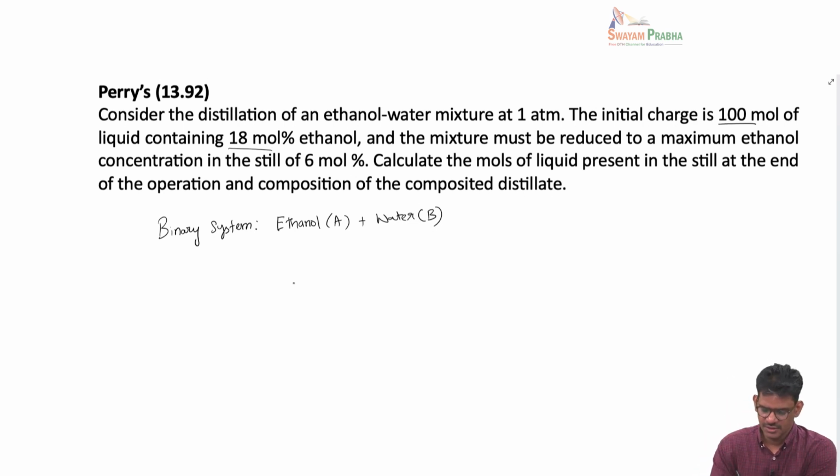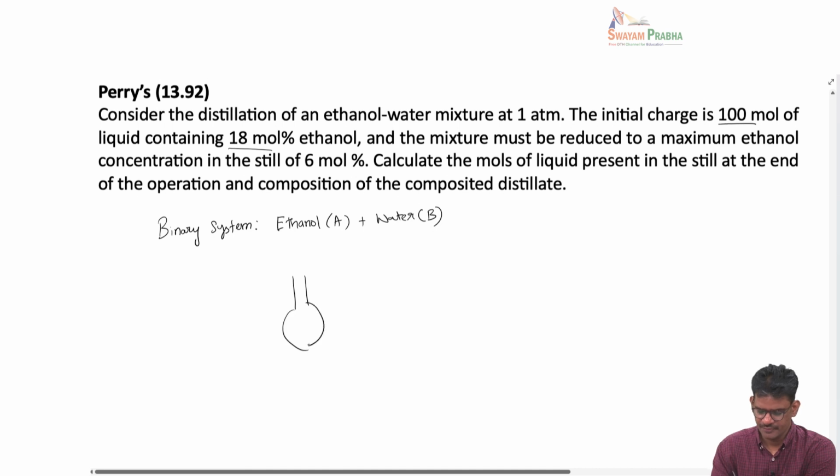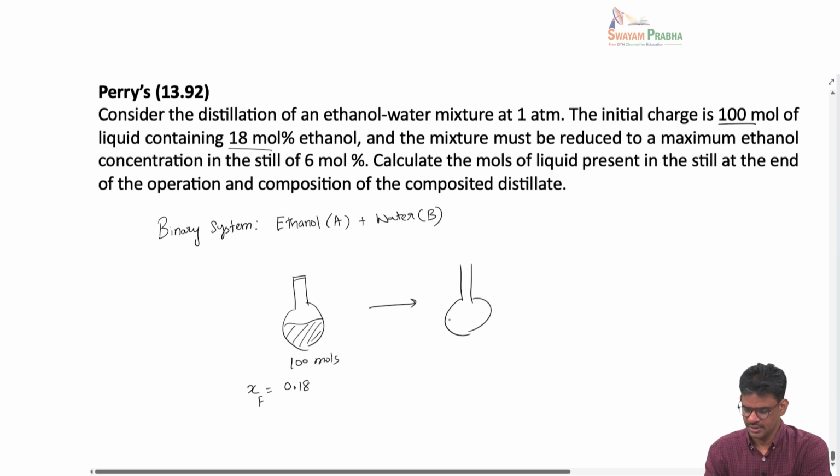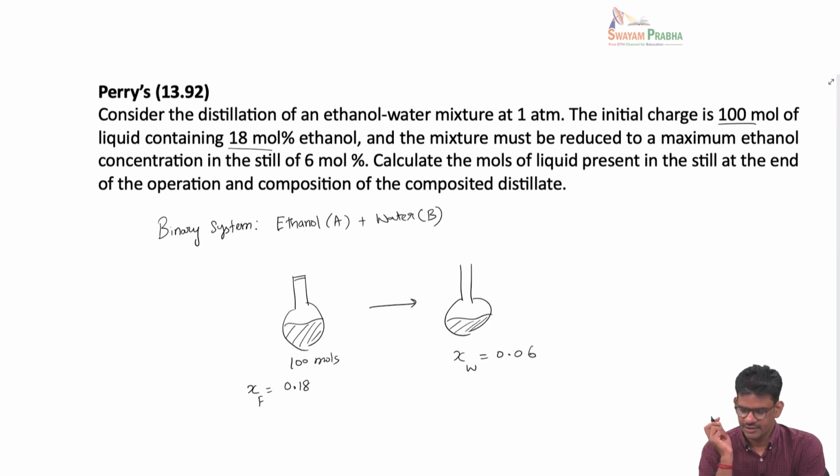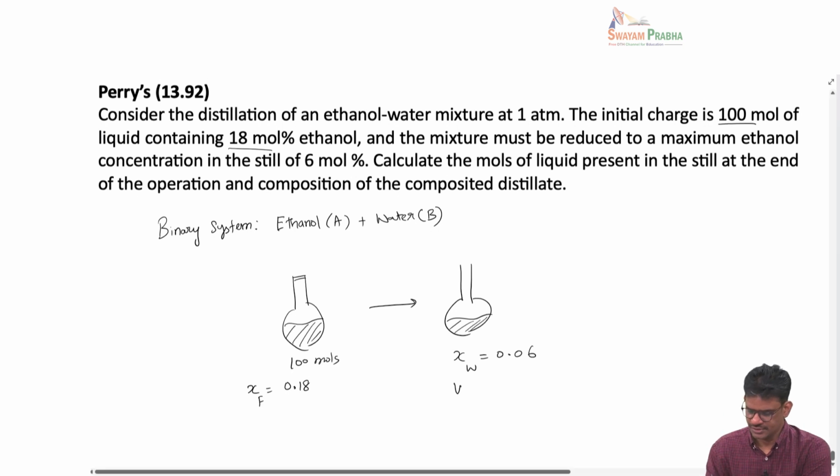Okay, so that means let's say you start with the distillation column, and this initially contains 100 moles with mole fraction XF of 0.18, and you want to do differential distillation to get a liquid mixture such that here XW should be 0.06. So the question is to calculate the moles of liquid present. So we don't know how many moles of liquid are present here at the end of the operation, and the composition of the composite distillate.